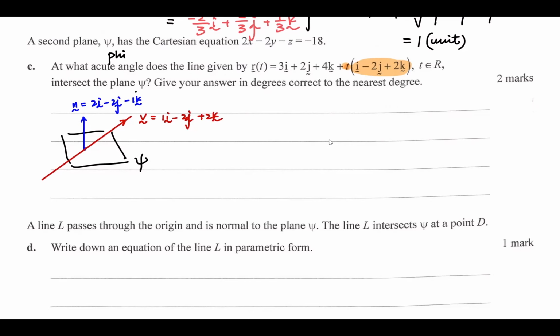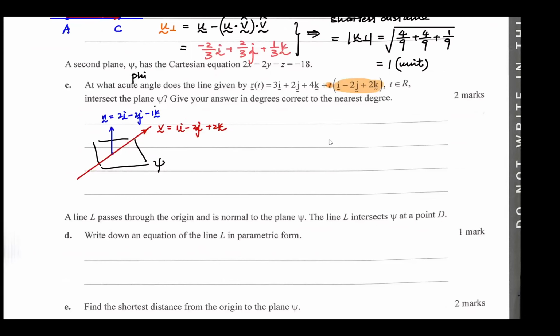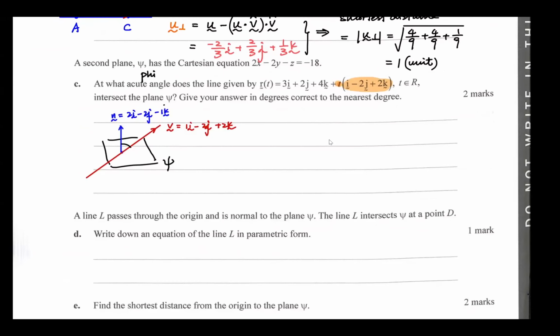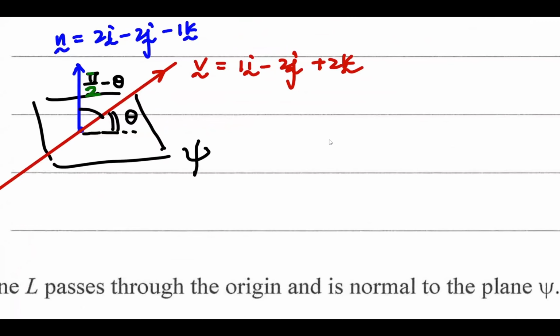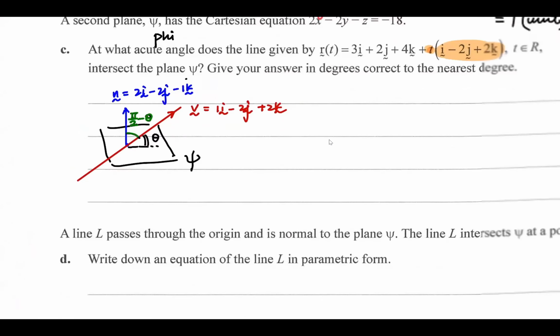So the geometry is we can use the dot product between n and v to find this angle, but what we actually want is the angle between the line and the plane. So this is theta, and the angle we use the dot product to find is actually half pi minus theta, okay? I'll write it clearly, half pi minus theta, okay? Just be aware of that.